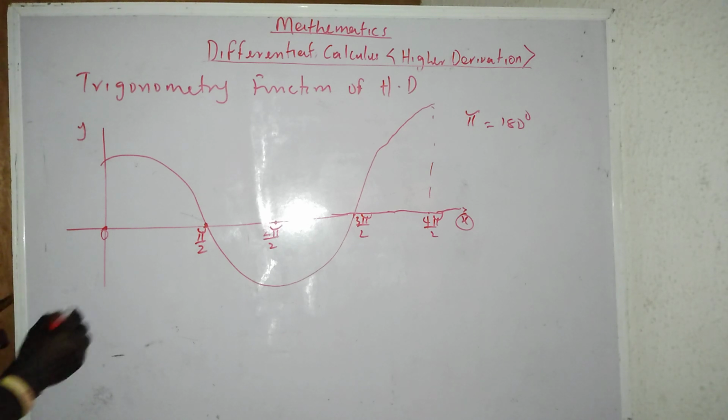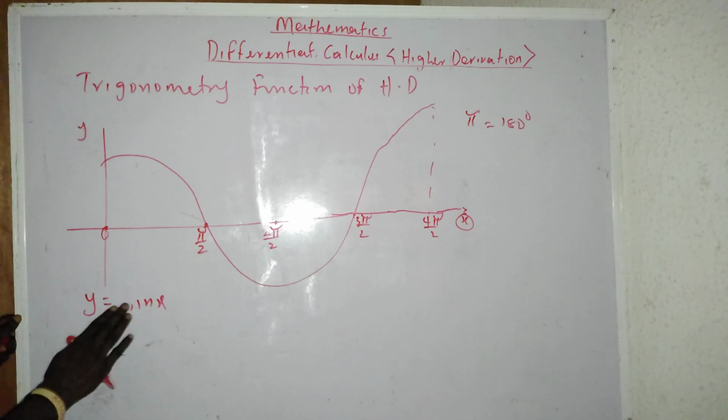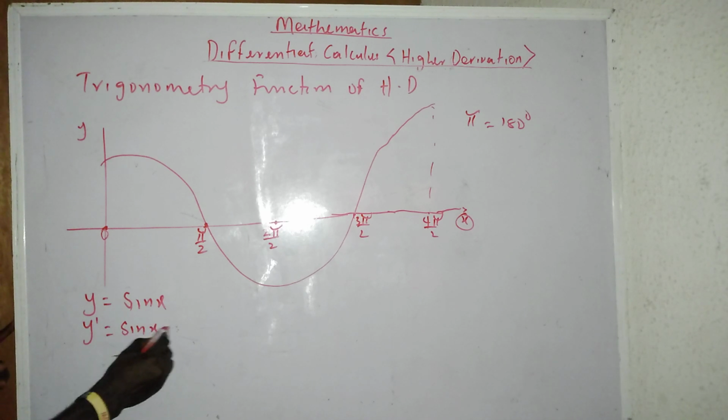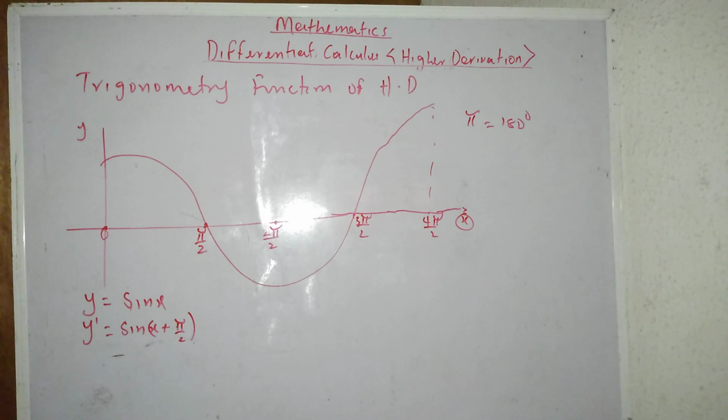Now, if I have my y equals sine x, it means at 0 period, no problem. The first period, which is y prime, will be sine of x plus pi all over 2. At the second period, it will be sine of x plus 2 pi all over 2.